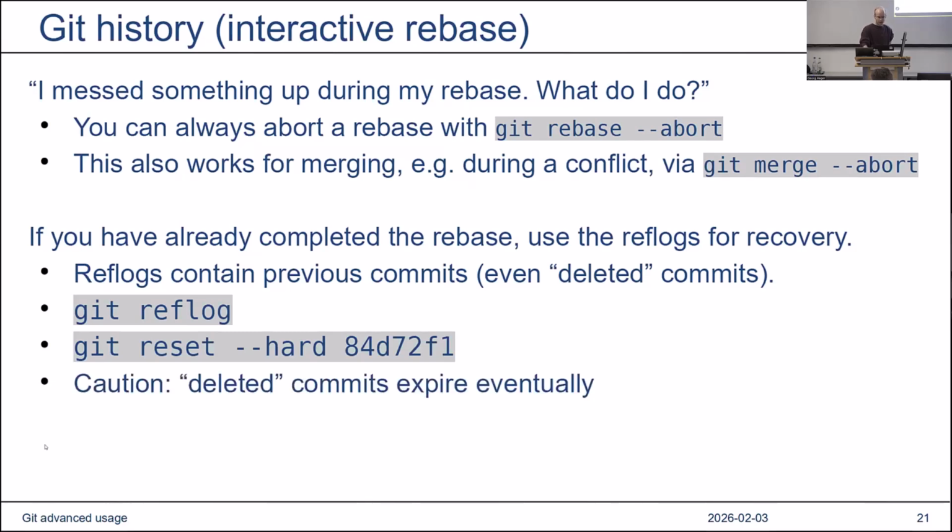And there are some limitations, because these deleted commits that are not referenced anymore eventually expire and get garbage collected by Git. I'm not sure exactly when that happens. I think there's a certain time that has to pass. You can also manually trigger it, but usually there's not much reason in doing so.